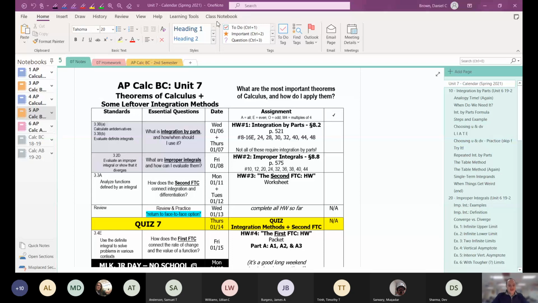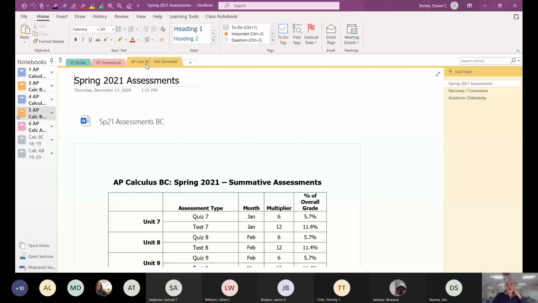So I hope everyone had a good break. I'm going to go ahead and just jump straight into notes today because nothing has really changed all that much from first semester. Some things I would direct you to. I shared this with you in OneNote already, but it's under the Unit 7 tab. I just assigned a tab that says Calc BC second semester.